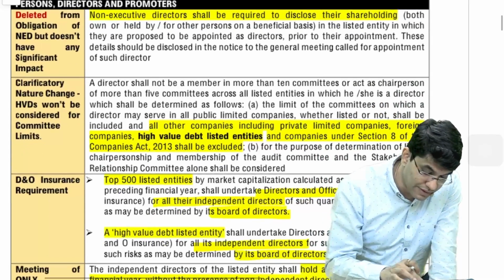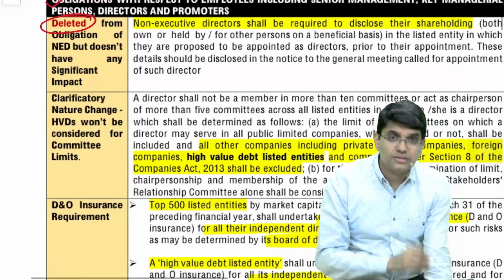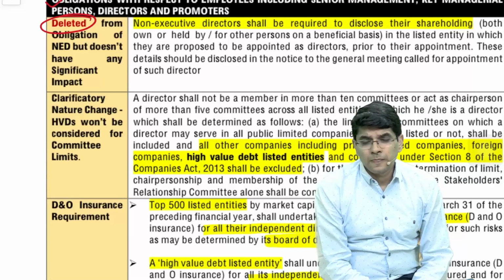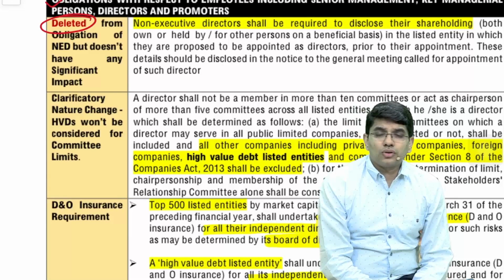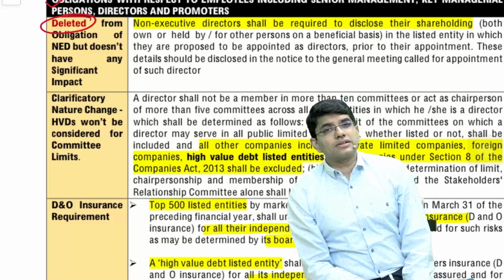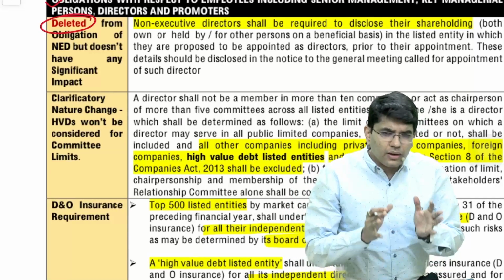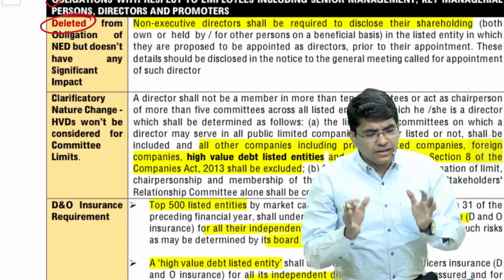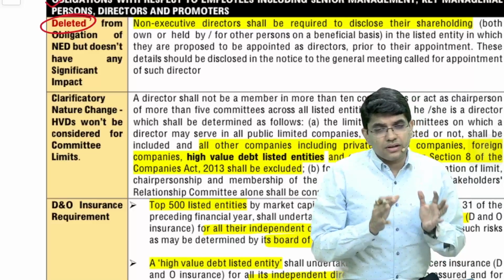Now the first change is they have deleted something. What is this deletion all about? Very simple, guys. See, we all know about non-executive directors. Non-executive directors are not employees of the company. They come for the meetings, they attend the meetings, and then they go back. So they are considered comparatively neutral.